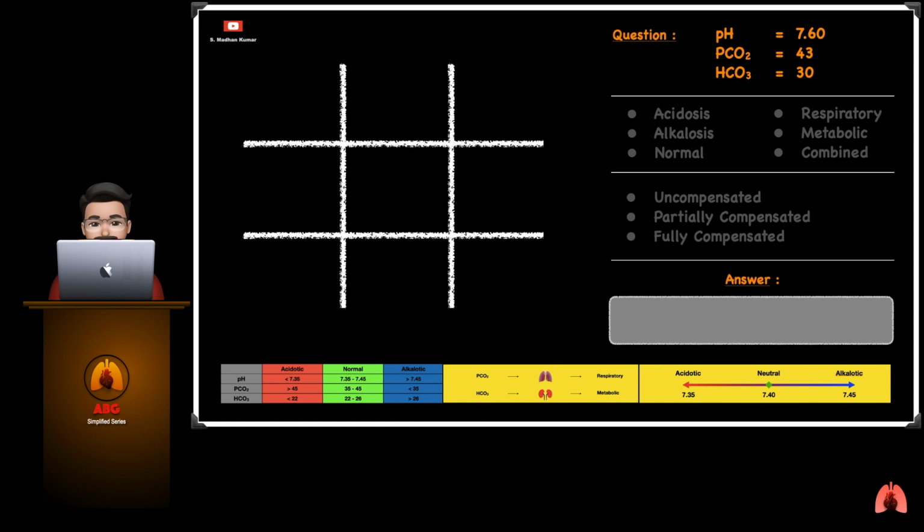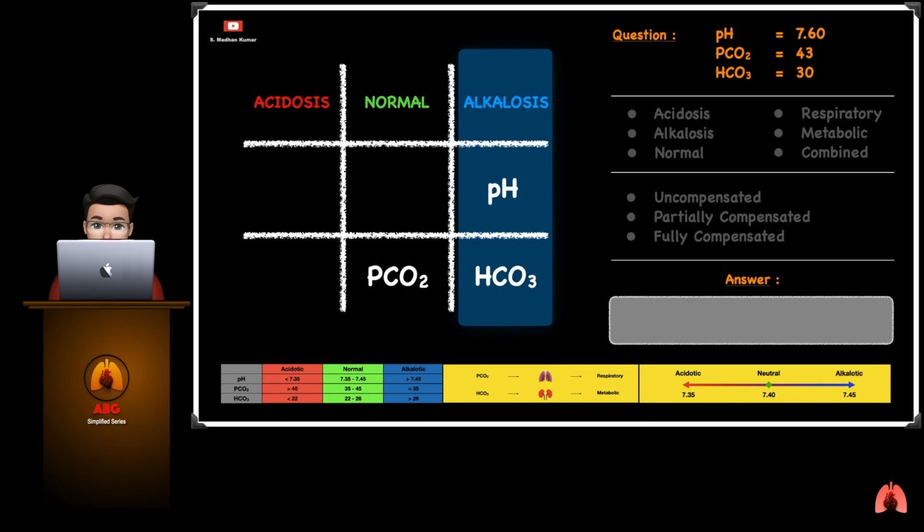Moving on to the next example. Here pH is 7.60, which is alkalotic. So mark the pH under alkalosis column. PCO2 is 43, which is in the normal range. So mark it under the normal column. HCO3 is 30, which is alkalotic. So mark it under alkalosis column. Here PCO2 is normal and the other two values are abnormal. So the final interpretation will be uncompensated metabolic alkalosis.